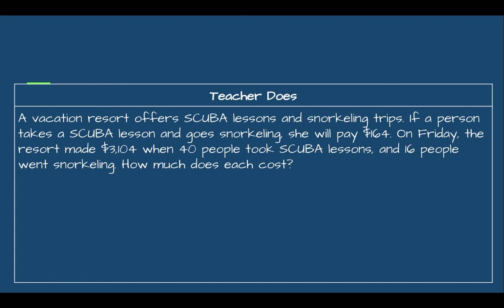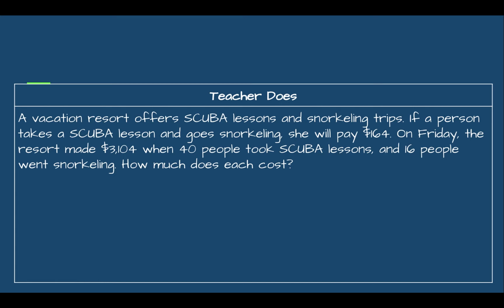We have a couple different formats of word problems to look at, and most of the problems that you are going to see will be one of these formats. So first, before we begin, in this problem, please change the total amount that the resort made from 3,110 to 3,104. This way our totals will come out nicely as if we were really using this in context.